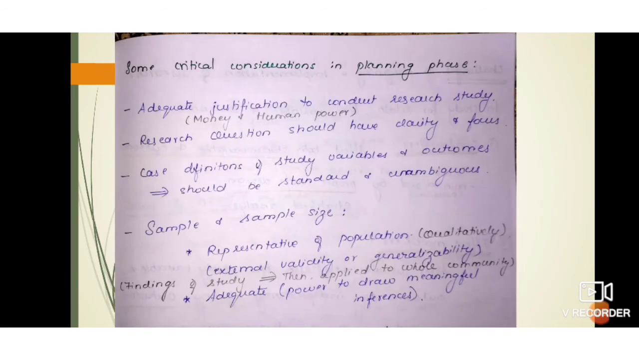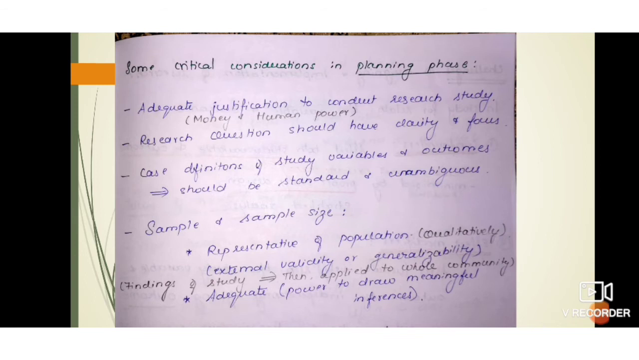As we said earlier, in the planning phase, which is the very critical phase, there are certain critical considerations like adequate justification and conduct of the health research, in terms of money and manpower. And the research question should have clarity and focus; it cannot be broad-ended. And then come the case definitions of the study variables and outcomes, which should be standard and unambiguous. The definitions should be very clear.